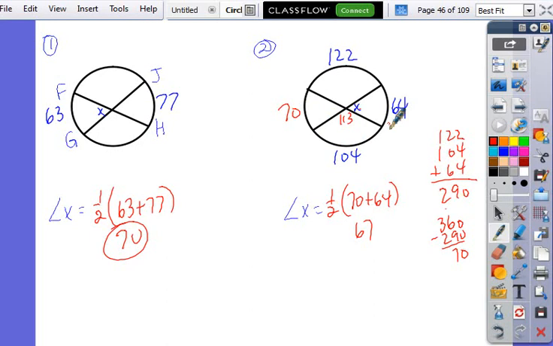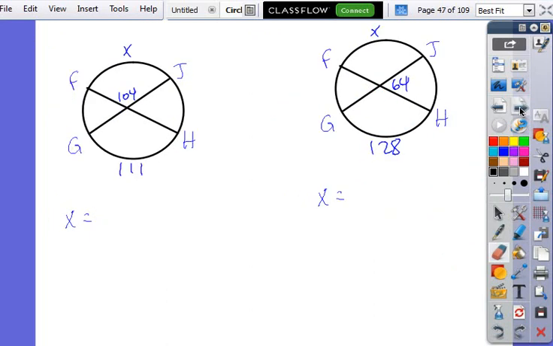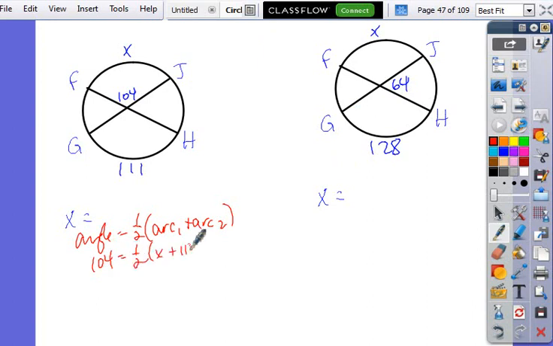All right. Obviously, we had a few issues with these. The rule says this: the angle is half of the first arc plus the second arc, the one that it makes and the one that's vertical. So here I would say 104 equals half of x plus 111, or 111 plus x, that doesn't matter. To work the equation, you would multiply both sides by 2.